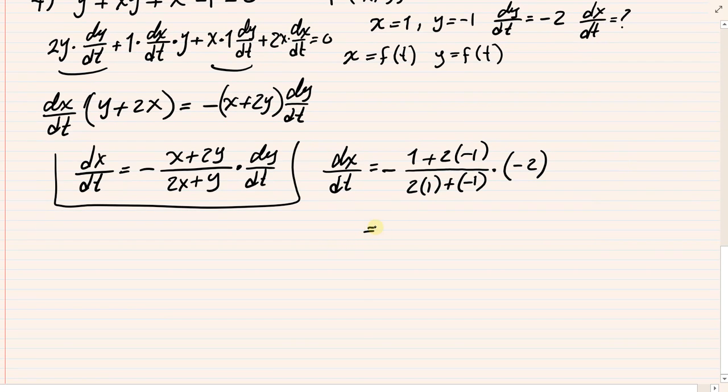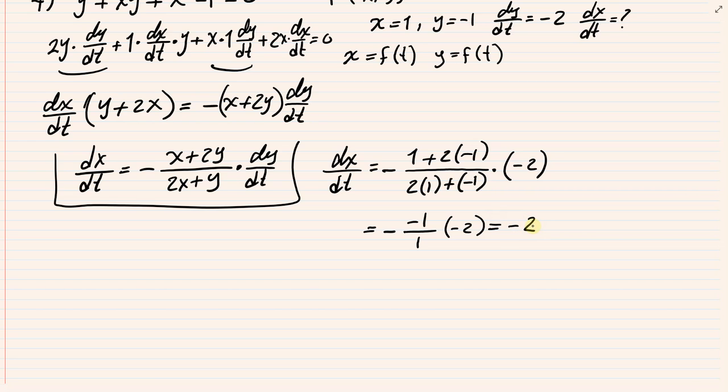And this is going to be equal to negative of 1 minus 2, which is negative 1, in the numerator. In the denominator, 2 minus 1 is 1, times negative 2. Three negatives multiply to a negative. The answer is negative 2. So dx/dt also turns out, coincidentally, to be the same as dy/dt. But that is the answer to this exercise.